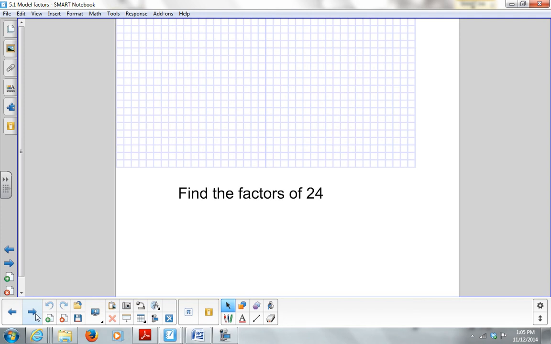Alright, okay. So we are going to use grid paper. So you should have taken grid paper home with you today. And we're going to be using that to figure out factors, the factors of 24. Okay, so there's a lot of different ways that you can multiply to get to 24. So the most obvious one is 1 times 24, right?